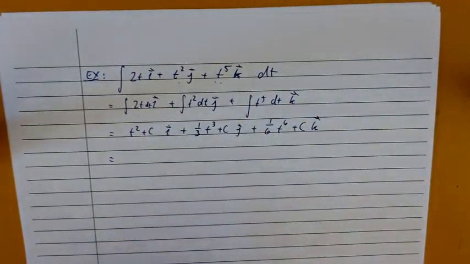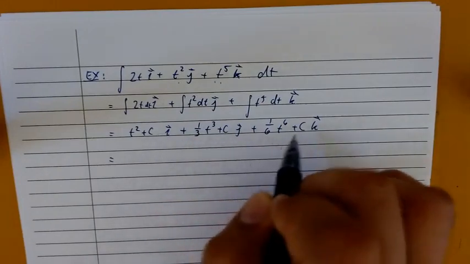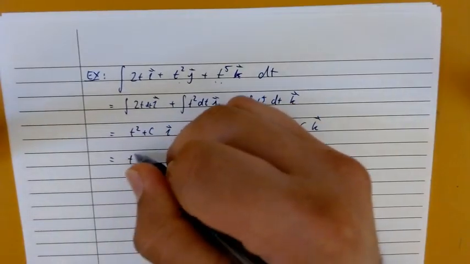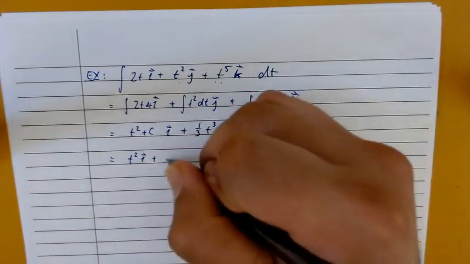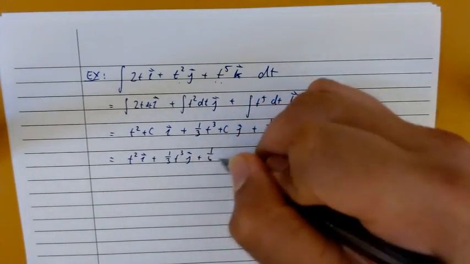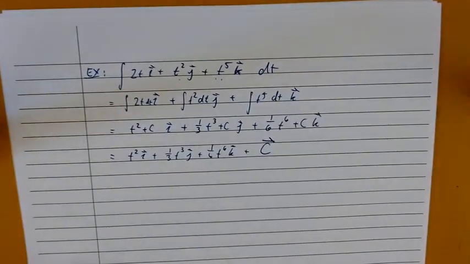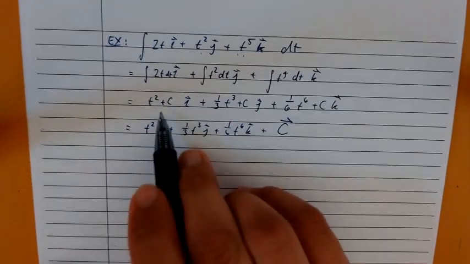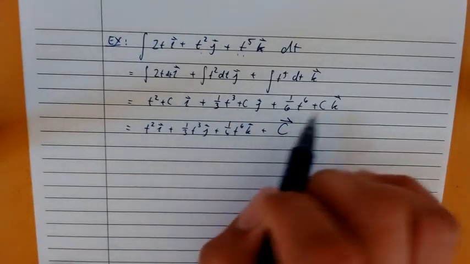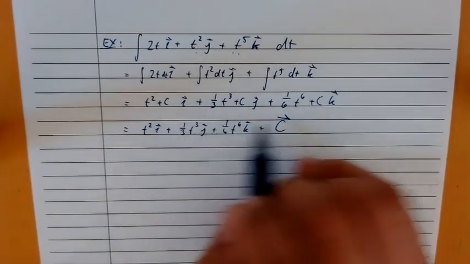However, as I mentioned in the previous note, each of these constants is a constant component of this vector. So you can also write it this way. You can write this as t squared i plus 1/3 t cubed j plus 1/6 t to the sixth k plus some constant vector. Note that's not a constant number. I have three components of a vector in 3 space. So that would not be a constant number. It would be a vector in 3 space.